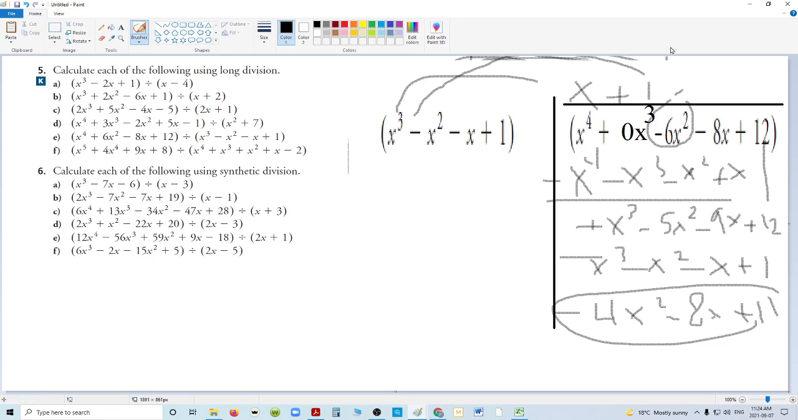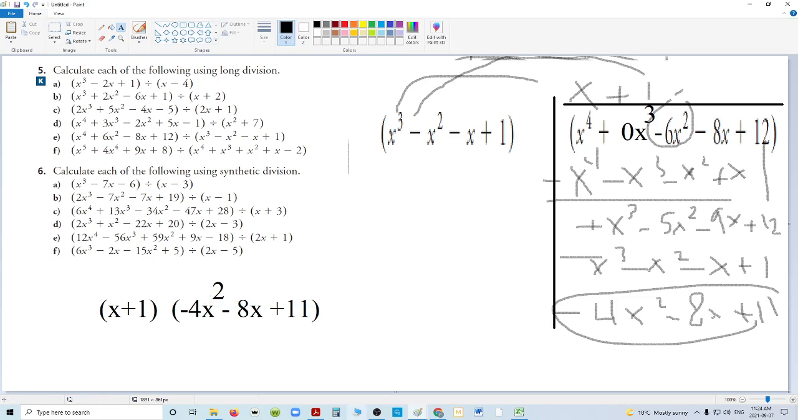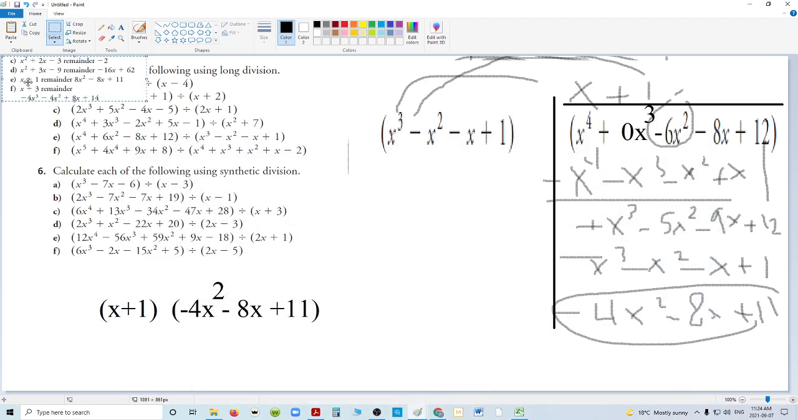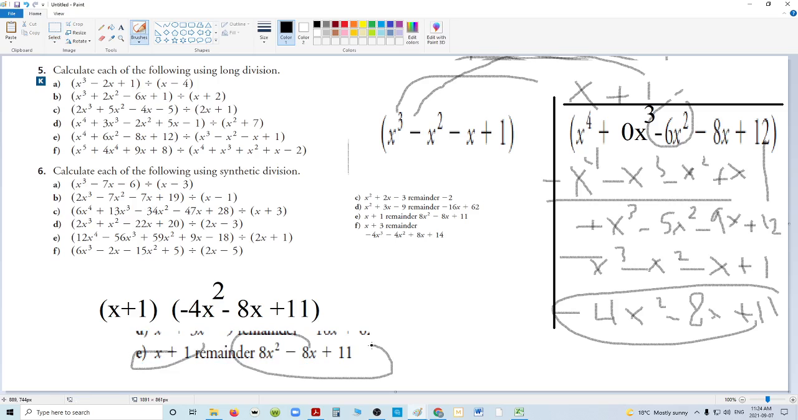Notice the remainder is bigger than the quotient. So I'm hoping my quotient will indeed be x plus 1, and my remainder is minus 4x squared minus 8x plus 11. And hopefully I didn't make an error. And we'll see. So this is E. Looks like I got it. There's E, there's that with a giant remainder.